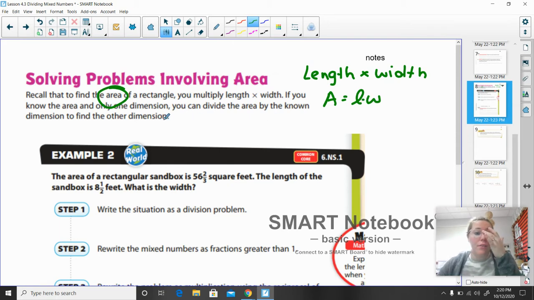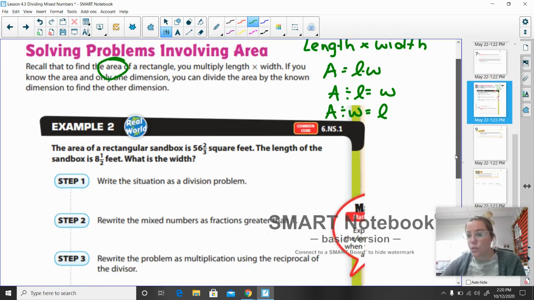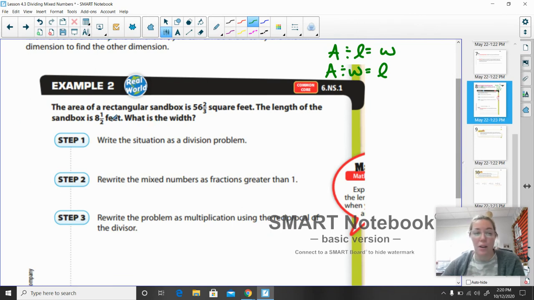So if we're given the area and we're asked for a length or a width, what we can do is area divided by length equals our width, or vice versa. Area divided by width equals our length. So we can use these formulas when it comes to a story problem about area.